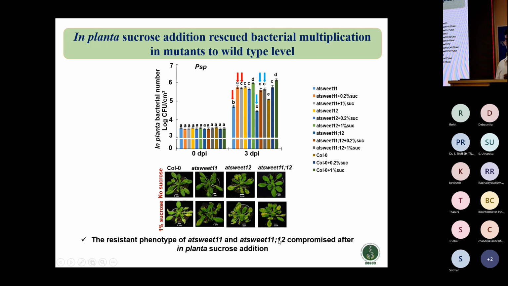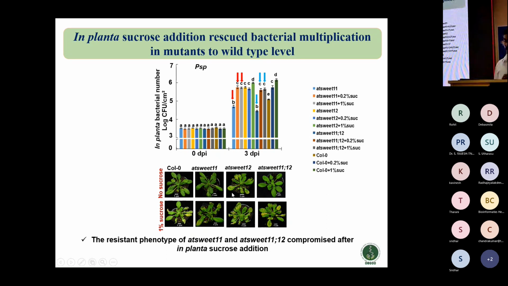And the SWEET 11 and 12 double mutant, which also had a higher level of resistance, when you put back the sucrose, its resistance is lost. And of course, if you put it into a 12 mutant, which was already susceptible, the growth was much higher. So this is how we concluded that there is a direct correlation between the transporter, the apoplastic space, sucrose, and the bacterial multiplication. So these can be easily connected now to explain a point.